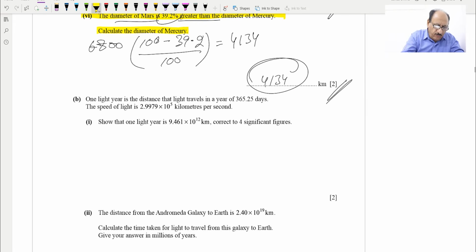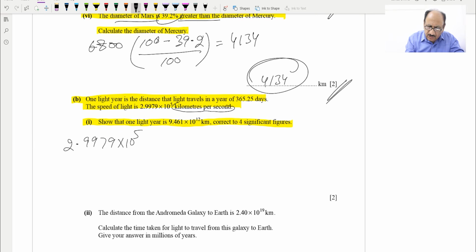Now the B part says 1 light year is the distance that light travels in a year of 365.25 days. The speed of light is 2.9979 into 10 to the 5 kilometers per second. Show that 1 light year is this much, correct to 3 significant figures. So we will be changing this. The given is 2.9979 into 10 to the 5. This is kilometers per second, so we need to convert into per year.